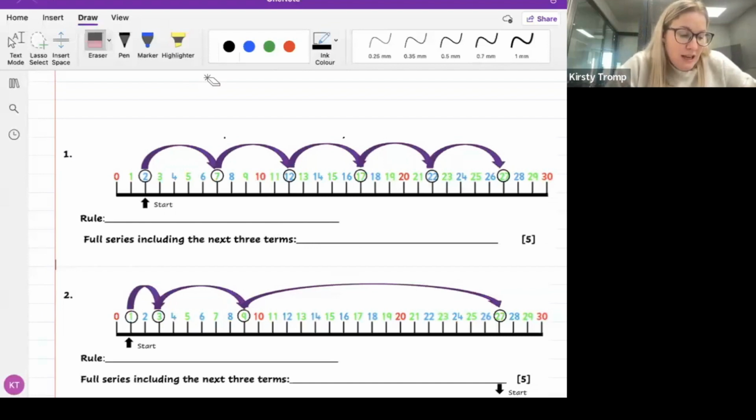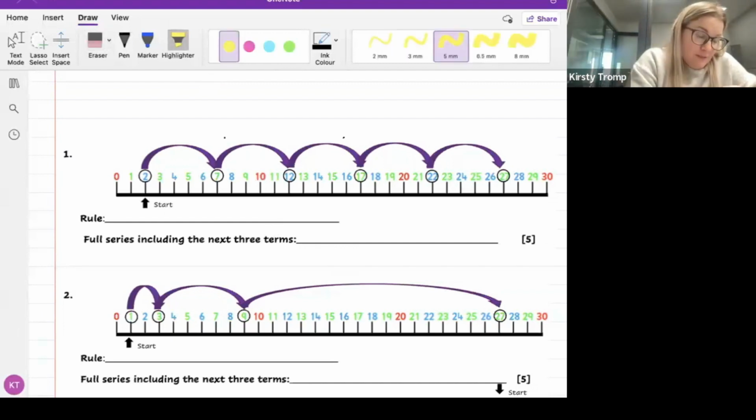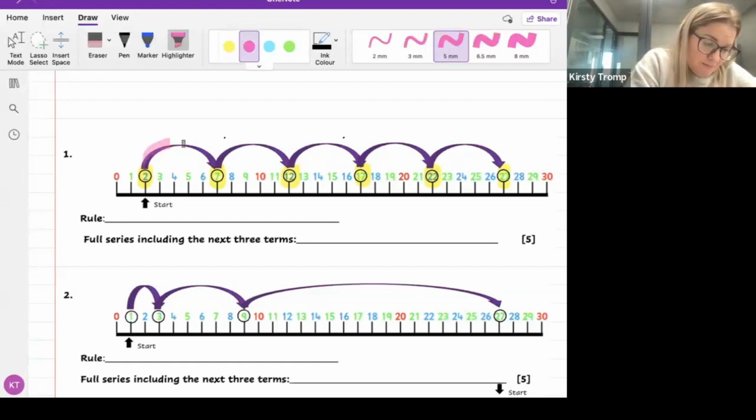In the first question, it's asking us what is happening in this pattern. So what's the rule? What's going on? And then the next part of the question is asking us for the full series, including the next three terms. So let's go work out what's going on here. As you can see, the numbers that are circled are 2, 7, 12, 17, 22, and 27.